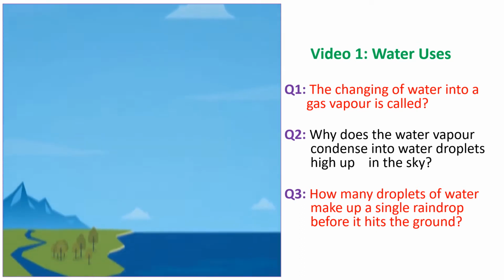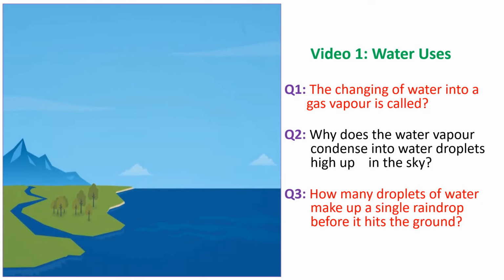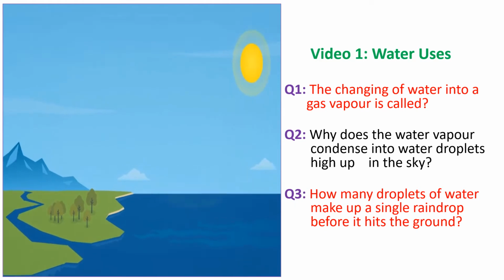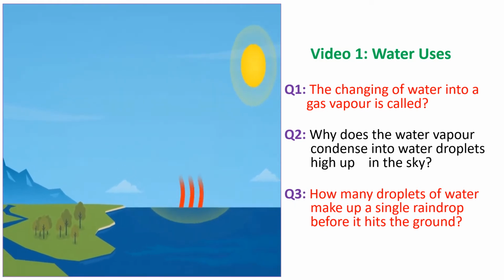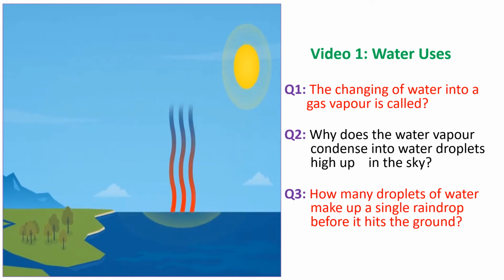Let's look at the science of rain and how raindrops form. First, we'll need the sun. When the sun shines on water on the Earth's surface, the heat of the sun warms the water, turning it into an invisible gas called water vapor. This process, the changing of water into a gas, is called evaporation.